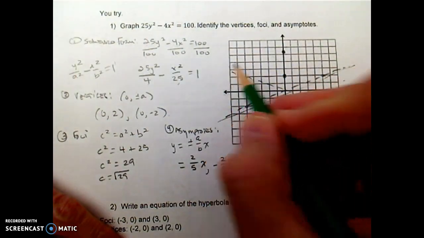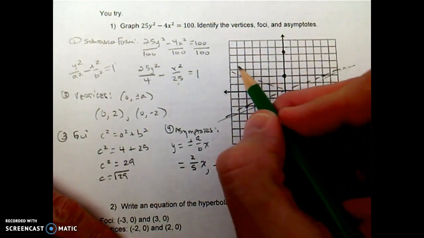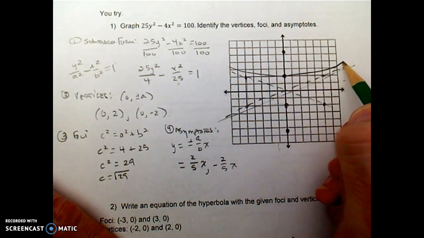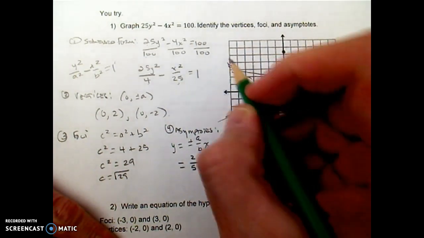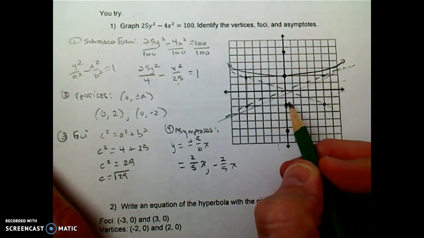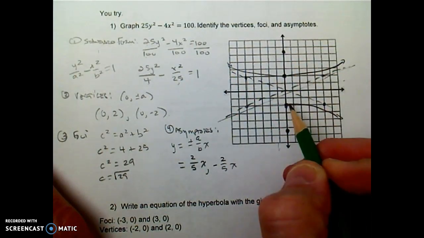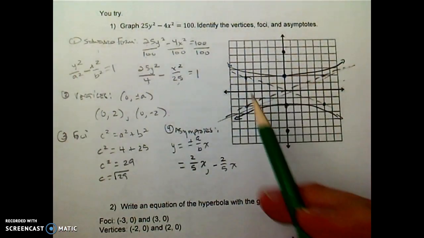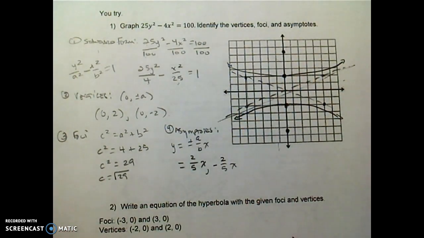And then, finally, the graph. The vertex here and here, and the curve of the branches of my hyperbola will approach but not touch those asymptotes. So something like that. So the graph of the hyperbola will look like this.